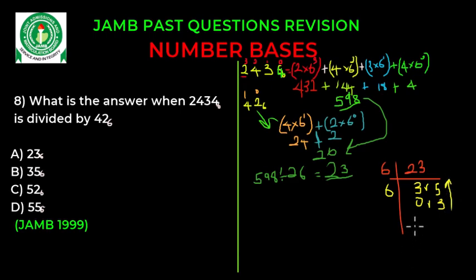Reading from bottom, you're going to have 35, and the answer is in base 6. So let's check our question. You have 23, 35 is here, of course. So if your answer was 35, that's the correct option, you're correct. 35 is the correct option.